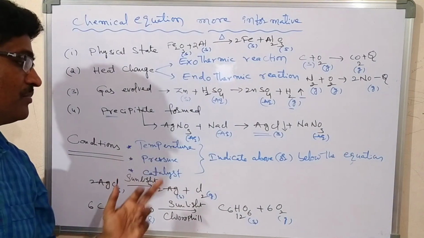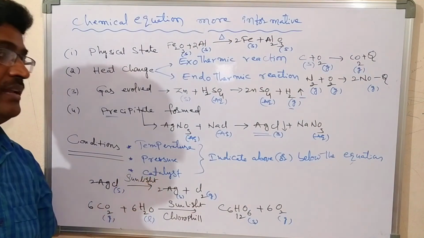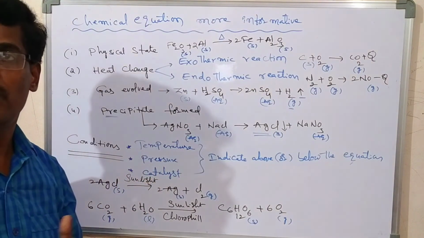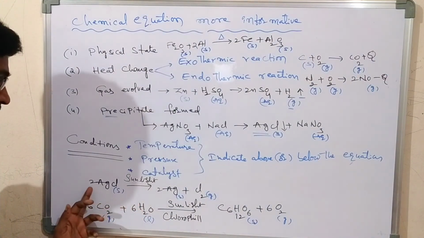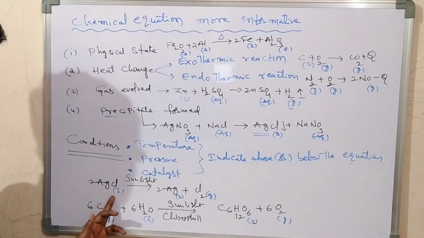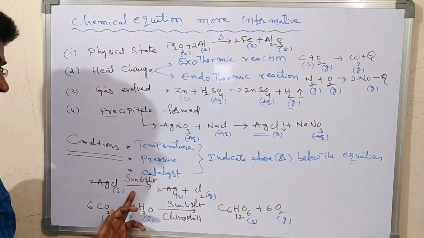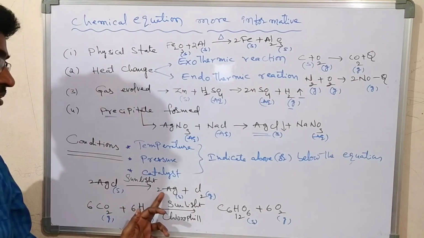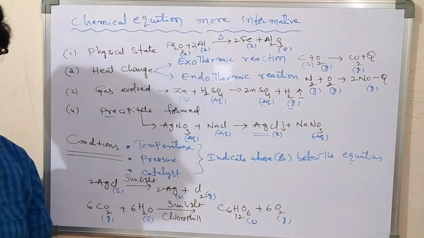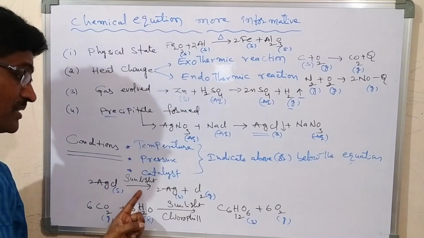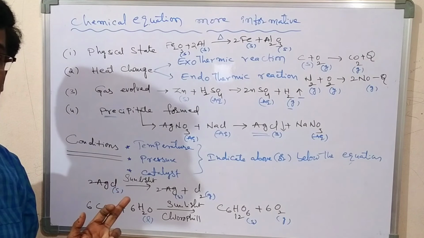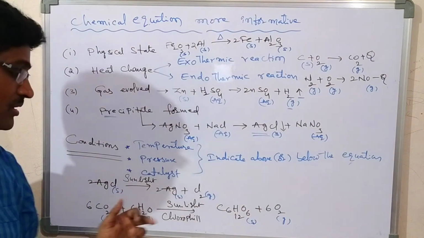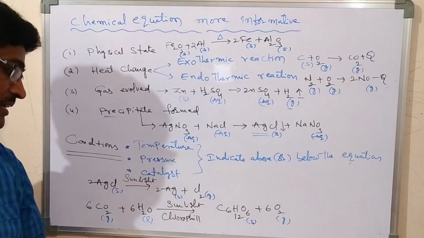Next, some other conditions are also involved in the chemical reaction. That may be temperature, pressure and catalyst. That we have to write above and below the equation. Look here, silver chloride in the presence of sunlight is dissociated into silver and chlorine. It is in the presence of sunlight; without this the reaction may not occur.